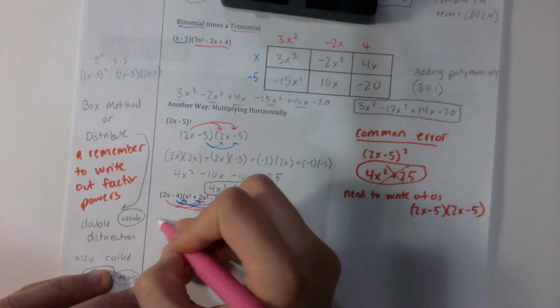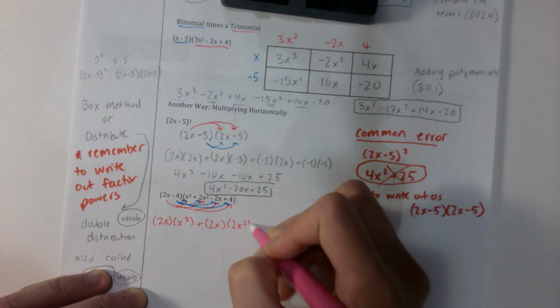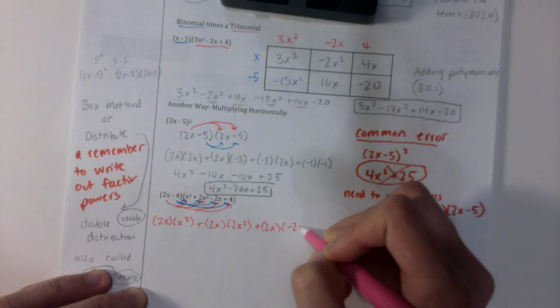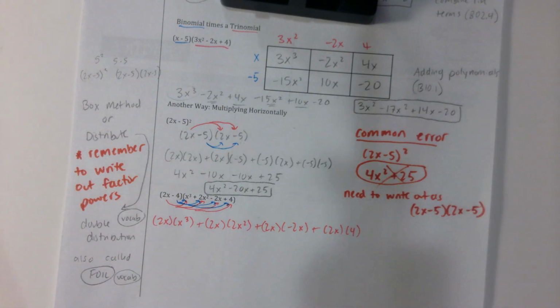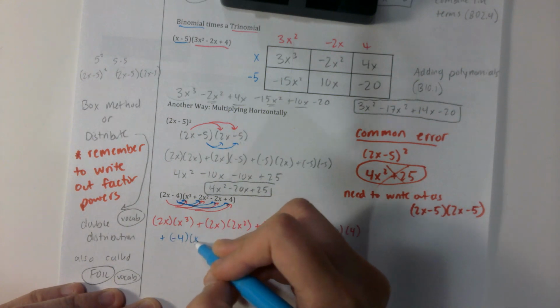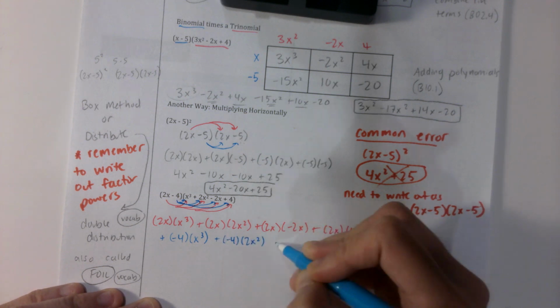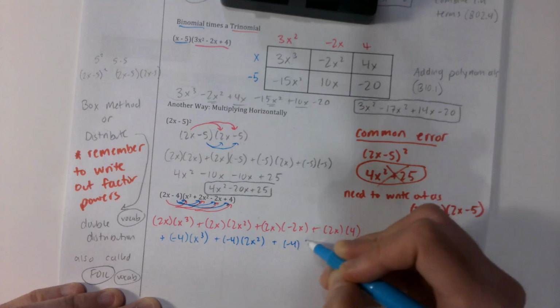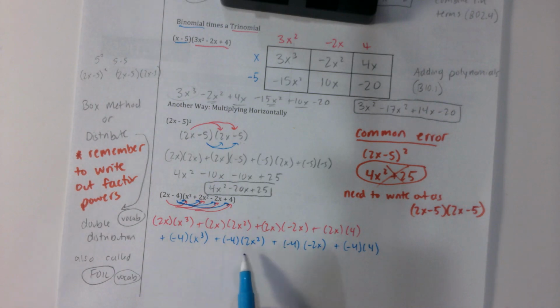So let's do the pinks first. 2x times x cubed, plus 2x times 2x squared, plus 2x times negative 2x, plus 2x times 4, plus negative 4 times x cubed, plus negative 4 times 2x squared, plus negative 4 times negative 2x, plus negative 4 times 4. All these pluses you probably could turn to minus because it's a negative 4, but it's going to give you the same thing because minusing is the same thing as adding a negative.